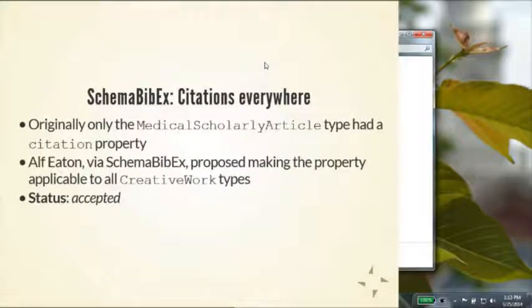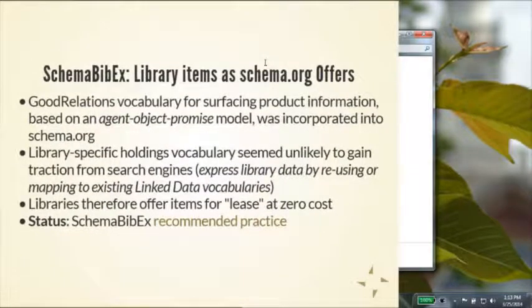So one of the achievements of the Schema BibEx group was to get citations everywhere. For some weird reason, the initial iteration of schema.org had citation only for medical scholarly articles, as though that's the only thing in the world that would possibly benefit from being able to identify the citations that it contains. So now it's living at the creative work level. Thank you to Alf Eaton for that.